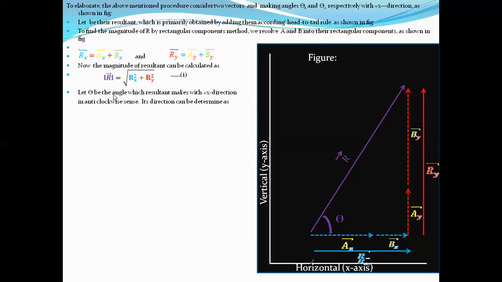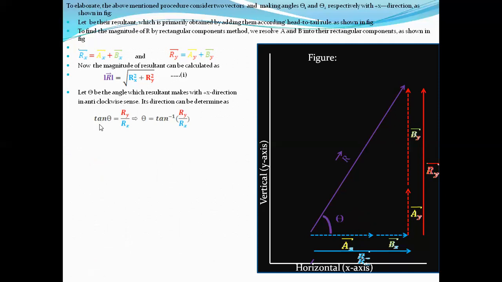Let theta be the angle which the resultant makes with the x direction in the anti-clockwise sense. Its direction can be determined as follows: this is the theta angle which is along the x-axis, and it is moving in the anti-clockwise direction.